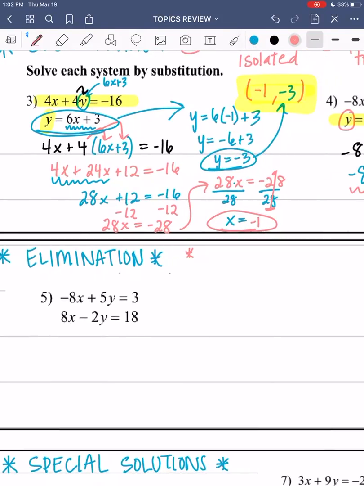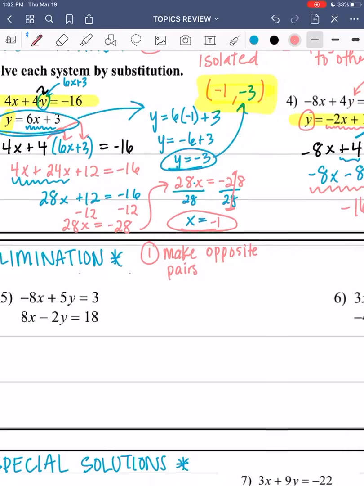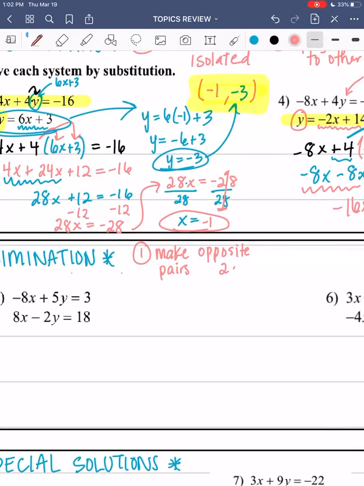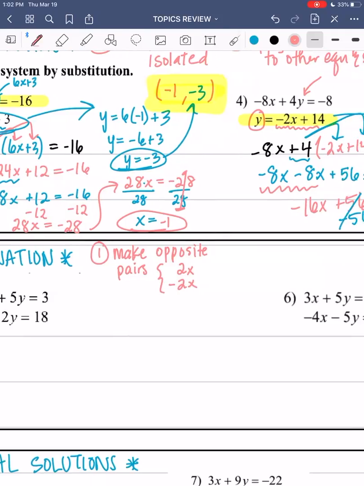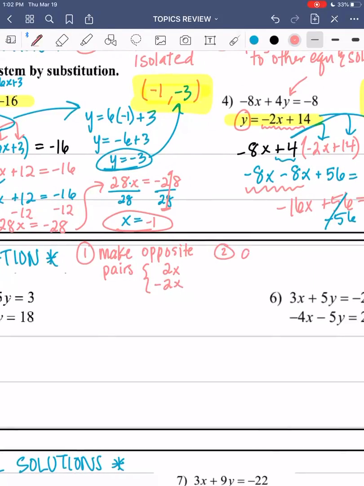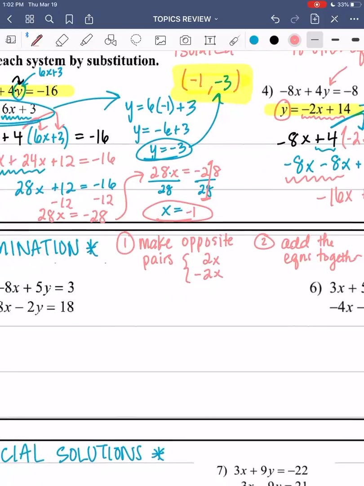We have to get opposite pairs. Make possibly opposite pairs of numbers. So if we had in the first equation a positive 2x and then in the second one a minus 2x, that would be an opposite pair. And then we're going to add the two equations together. And then we'll be able to solve.